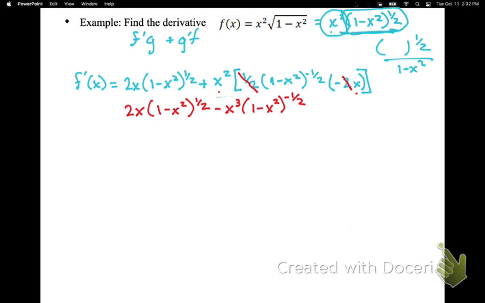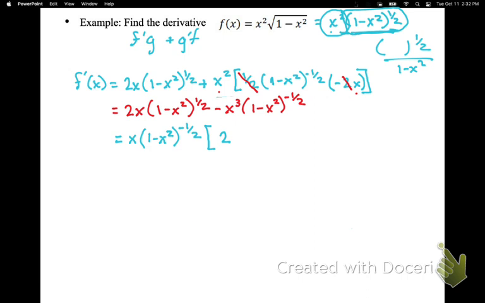So let me go back to blue. So what can I factor out? Well, I've got to factor out the negative, yes? But what can I factor out of those two quantities? An x, or minus x squared. And 1 minus x squared to what power? The negative 1/2. Because the negative 1/2 is what can't be in the numerator, correct? Yes. Okay, so when I divide 2x by x, I'm left with 2.